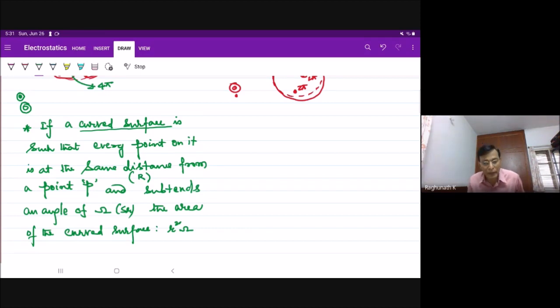We are discussing fundamentals. I expect you to concentrate a lot here. Whenever I say that if a curved surface is such that every point on it is at the same distance from a point P and the distance is R, it indirectly tells what? It is the part of a spherical surface of radius R having the center at P, correct? And subtends an angle omega. The area of the curved surface is R squared omega. But every point should be at the same distance. Then only I can use that R squared omega or R squared d omega. Fine.